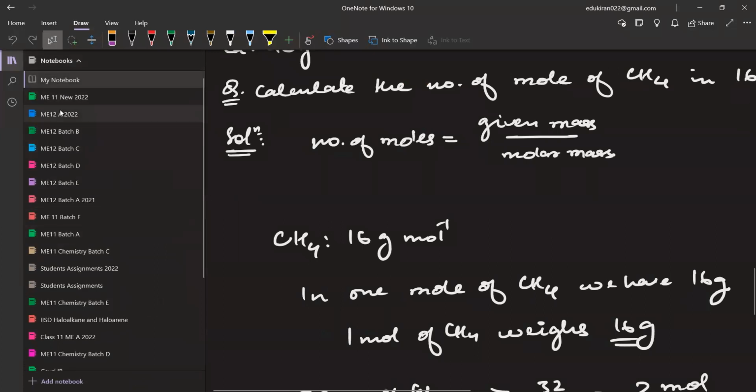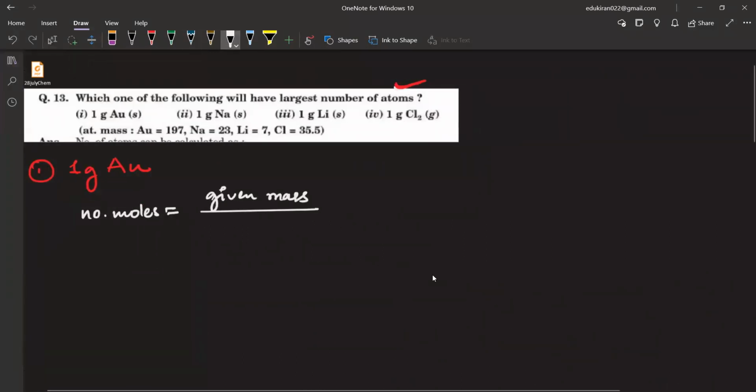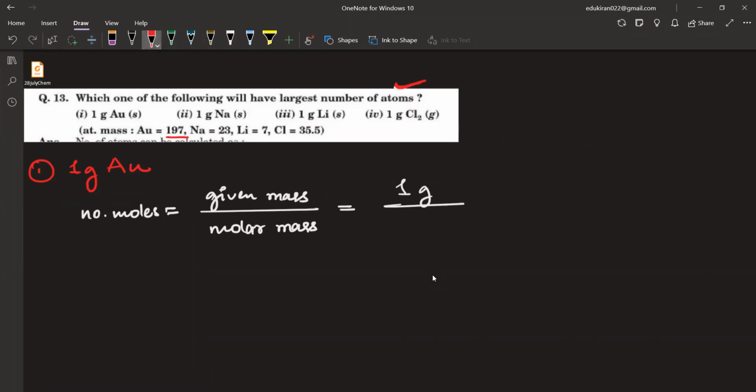Sir, given mass by molar mass. Got it now? Okay. Given mass upon molar mass. So what is the given mass? The given mass is 1 gram. What is the molar mass given here? Tell me. What is the molar mass?